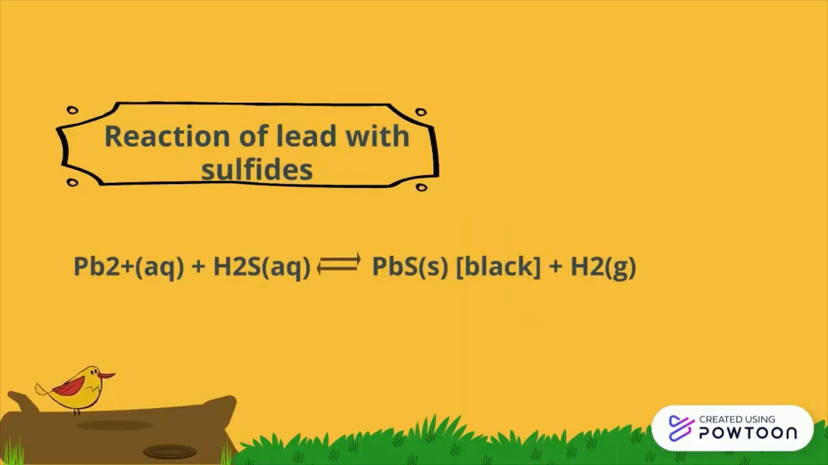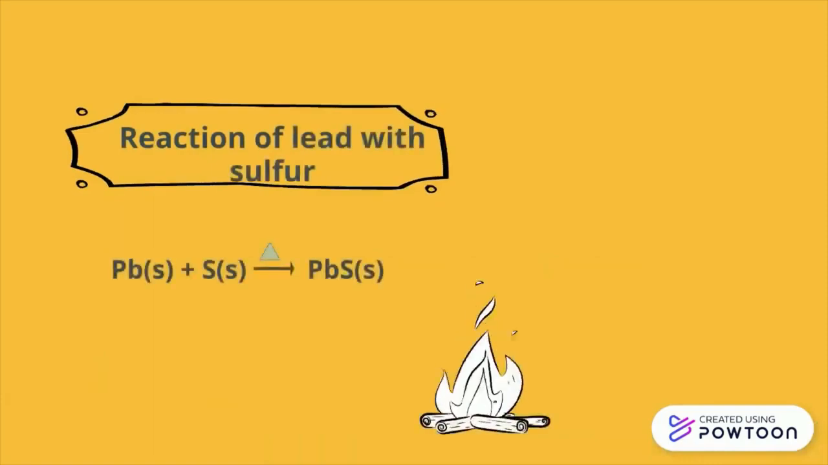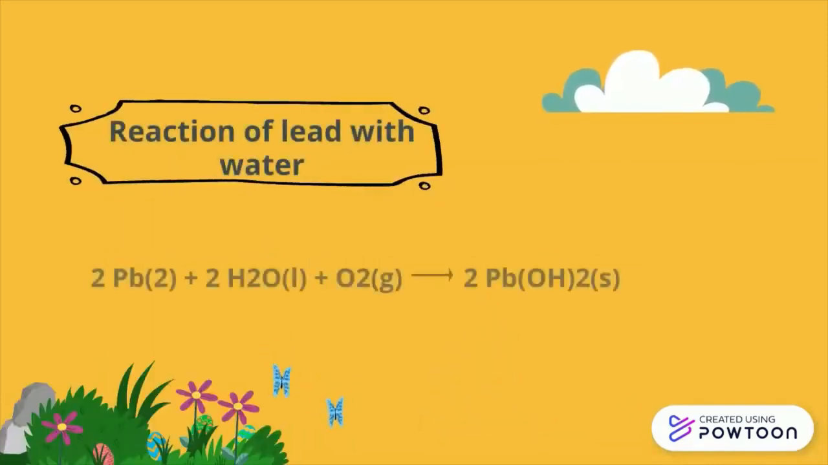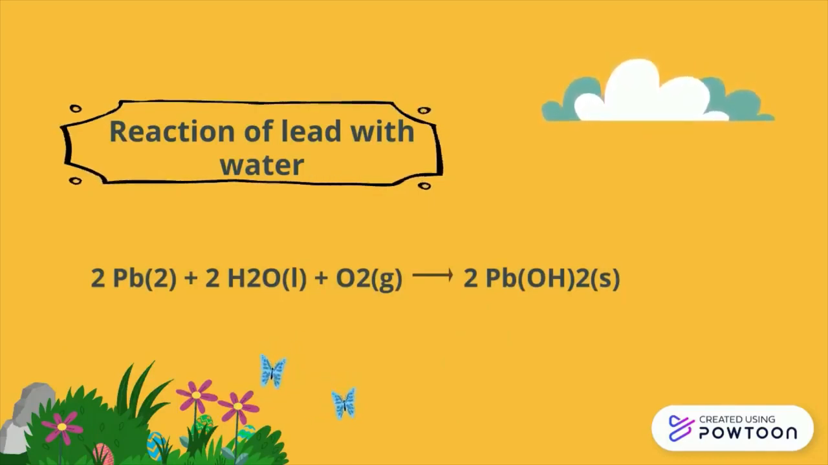Lead(II) is precipitated by sulfide in 0.4 molar hydrochloric acid. During the process, red or brown intermediates can sometimes be observed. When heated, lead reacts with sulfur. Lead does not react with water in the absence of air. In the presence of air, lead(II) hydroxide is formed.